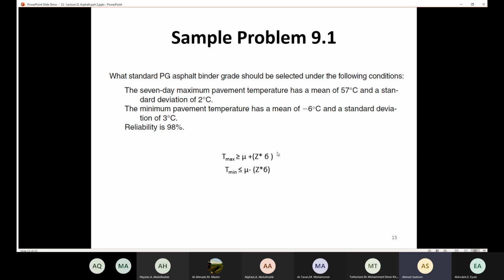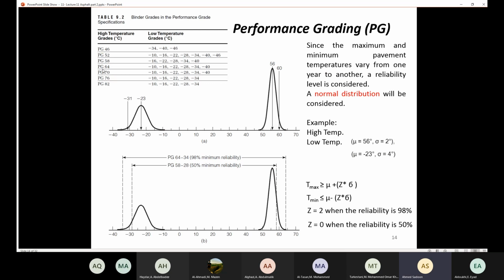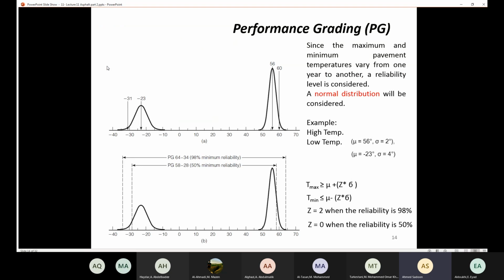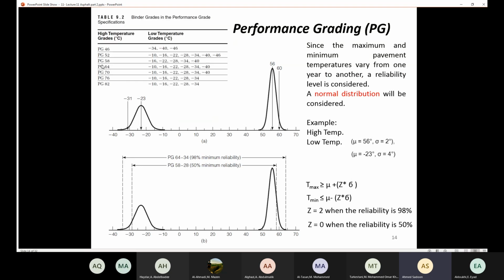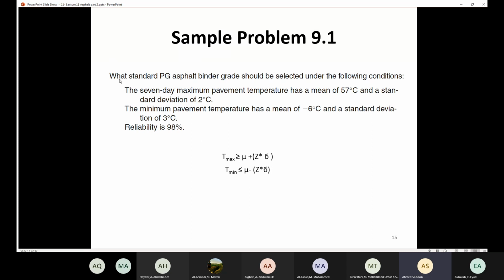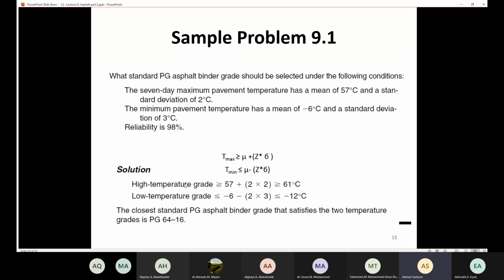Then you are going to get back to the table here. You have 58, 64. Then you are going to choose PG 64, right? Because this one is the nearest to 61. So here, for the high temperature, I'm going to substitute in this formula. The value should be more than or equal to 61. The nearest one is PG 64.